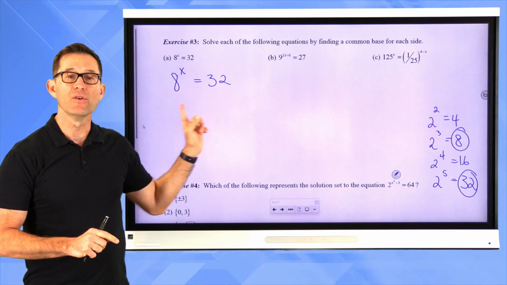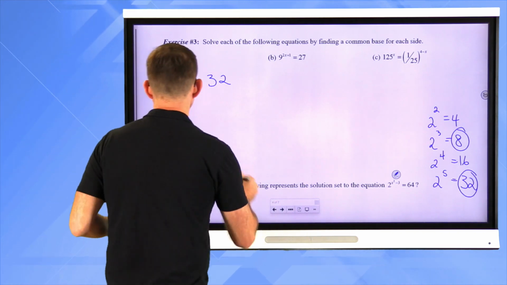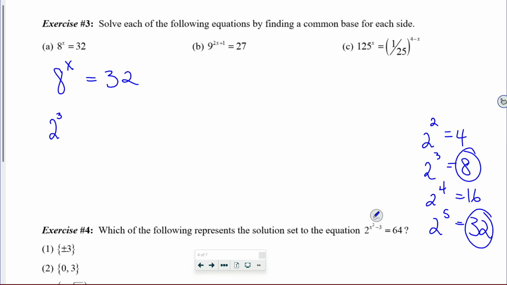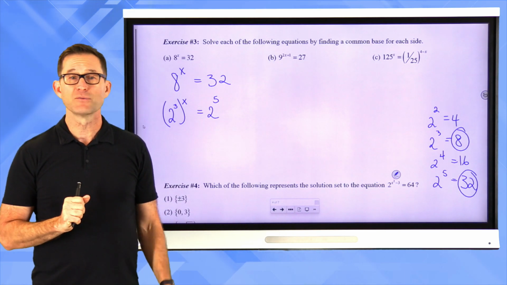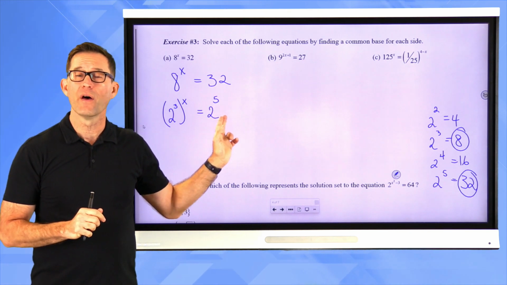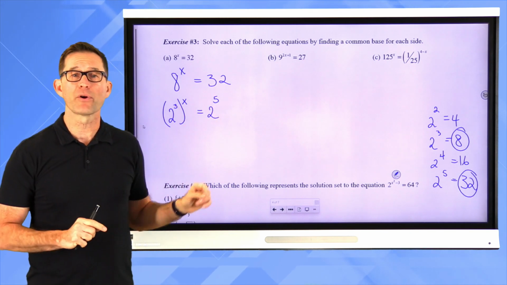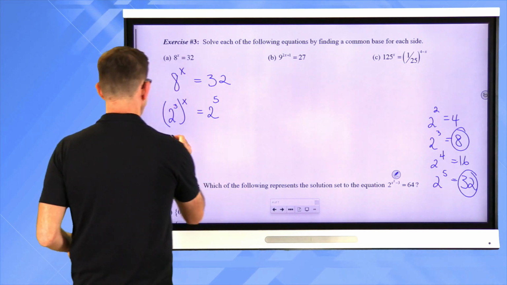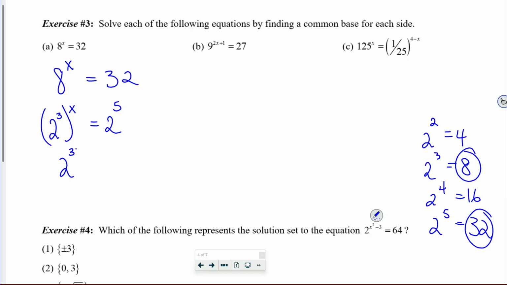So what I'm now going to do is replace this with 2 to the third to the x is equal to 2 to the fifth. All right, I'm just replacing 8 with 2 to the third, 32 with 2 to the fifth. I can now use the product property of exponents to rewrite the left-hand side of this equation as 2 to the 3x. The right-hand side I'm going to just leave as 2 to the fifth.